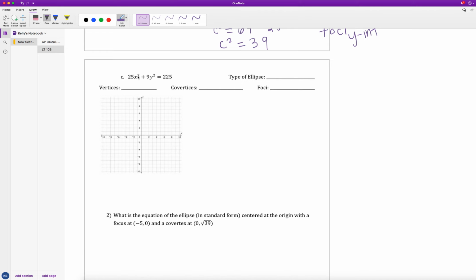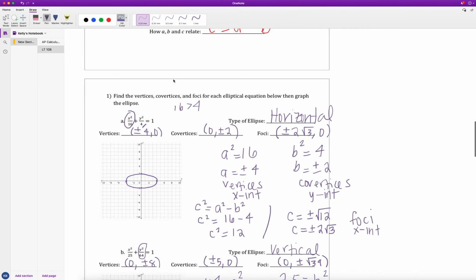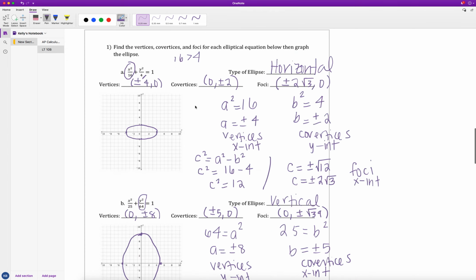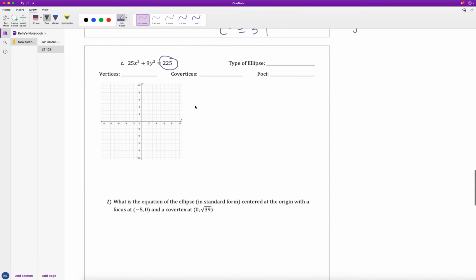Okay, so example C is a little different. This is actually not in standard form. The reason it's not in standard form is because of this 225 over here. So if I scroll back up and I look at the standard forms for both of these, I'll notice that they were both equal to 1. Yes, they both had fractions, but more importantly, both of them are equal to 1, and that's what I need to pay attention to. So I need to get this into standard form so that I can get this guy equal to 1.